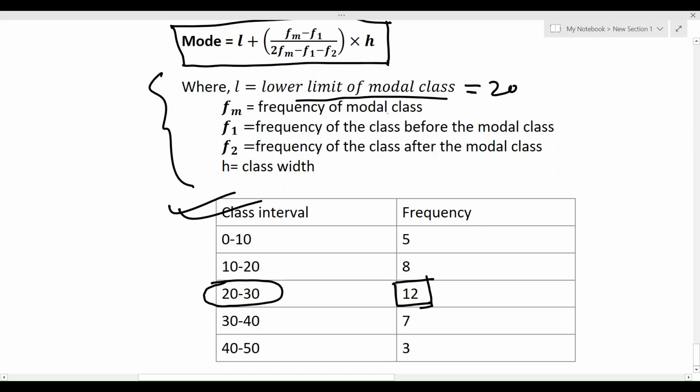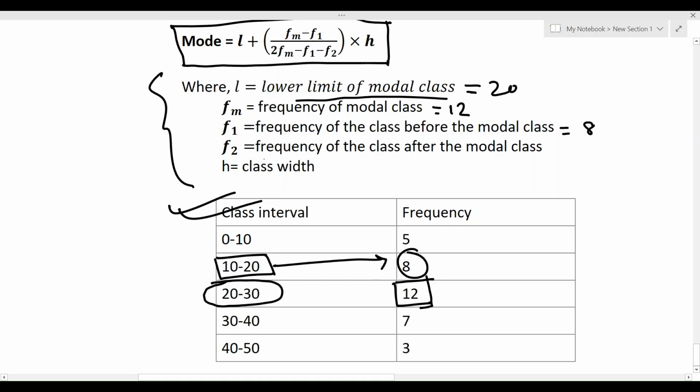Next is Fm. Fm is the frequency of the modal class. So the frequency of the modal class is 12. Next is F1, which is the frequency of the class before the modal class. Here we have to take the frequency of the class which is exactly before the modal class. Our modal class is 20 to 30, so the class exactly before it is 10 to 20. The frequency of this class is 8. So F1 will be 8.